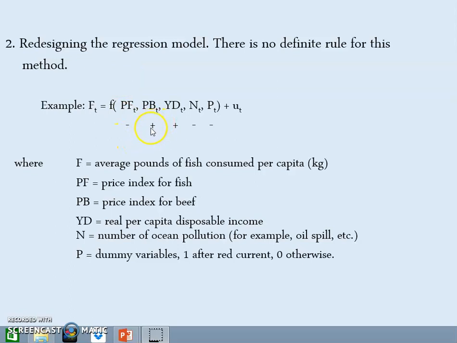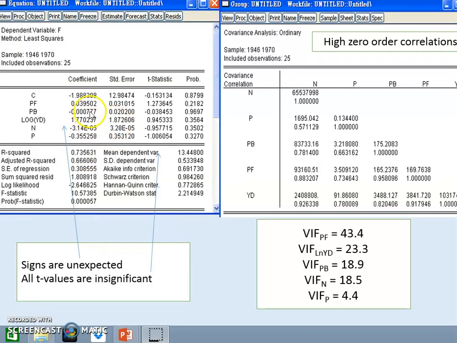So this means that it's a substitute good. We expect that fish is a substitute good for beef. And then we have the number of pollution and also the dummy variables. However, when we do the regression estimation, we found out that the signs are unexpected. If you look at PF, the sign is positive. So this is really violating the theory itself, whereby it should be negative here.